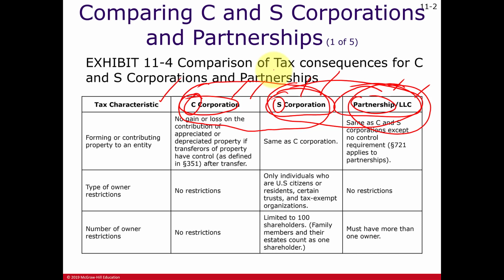Now, the main non-tax purpose of forming a business in one of these entities is to reduce the liability of the owner. Okay, so that's true in the case of a C corporation or an S corporation, but not true generally for a general partnership. And it is true if you limit the liability by using a limited liability company, an LLC. Okay, that's the main non-tax purpose of using these types of entities.